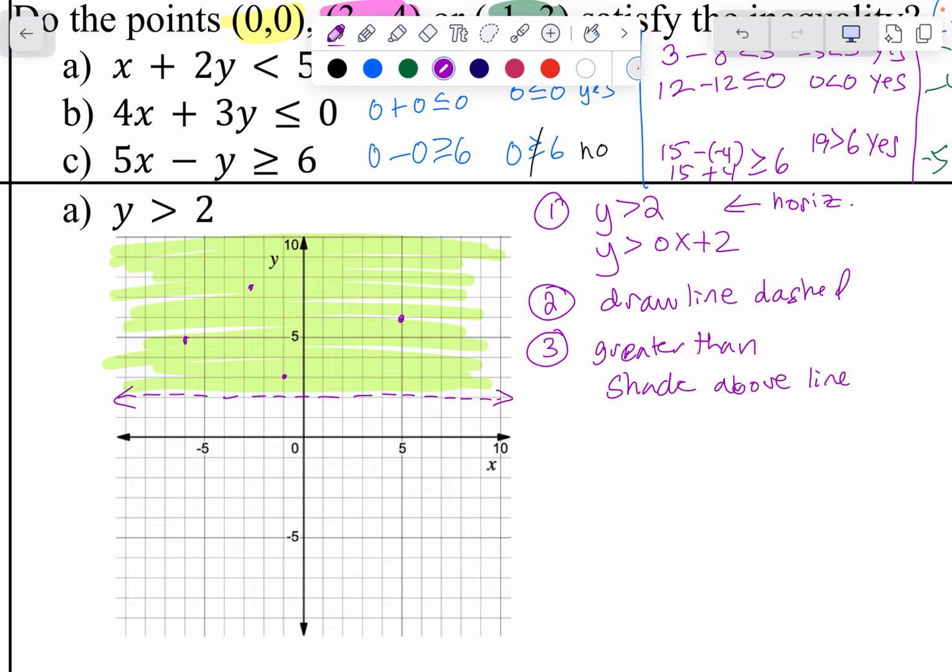So dashed because it didn't have the equal to. Solid if it had that little equal bar. Okay, so let's move on to example B. Now this is the only one where we can't solve for y because there isn't a y.